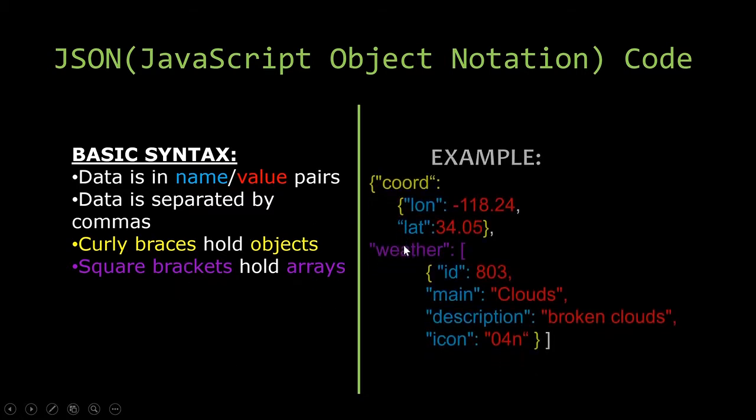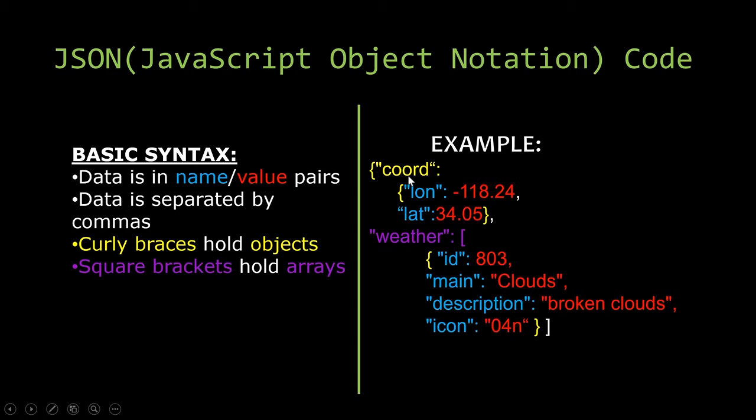So let's take a look at an example here. Notice I color coordinated things. So chord, probably stands for coordinates, is an object that holds two different name value pairs, the longitude and the latitude. So this right here, lon, and all of this, including the quotes and the colon, is the name. The value is in red, which is just the number associated with it. So we have two name value pairs inside of this object chord.